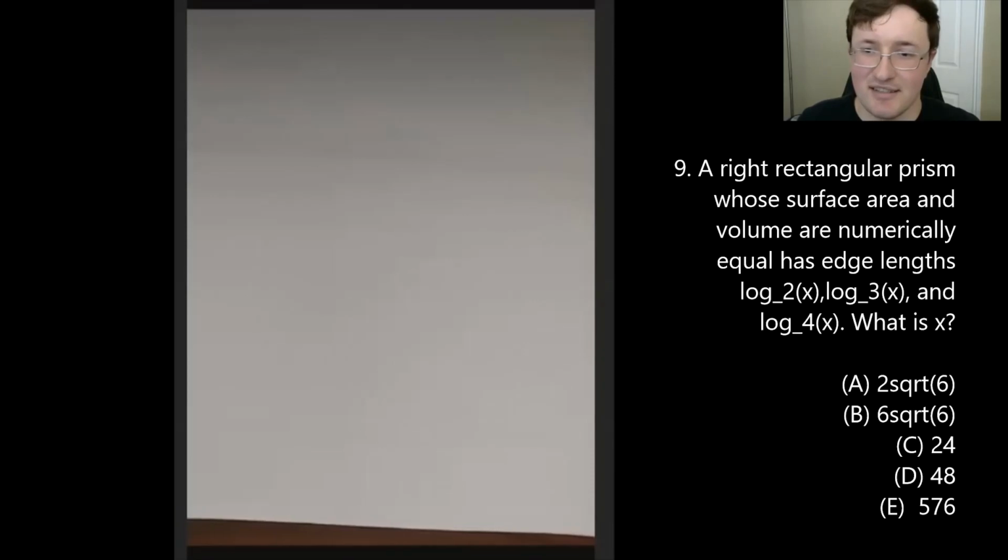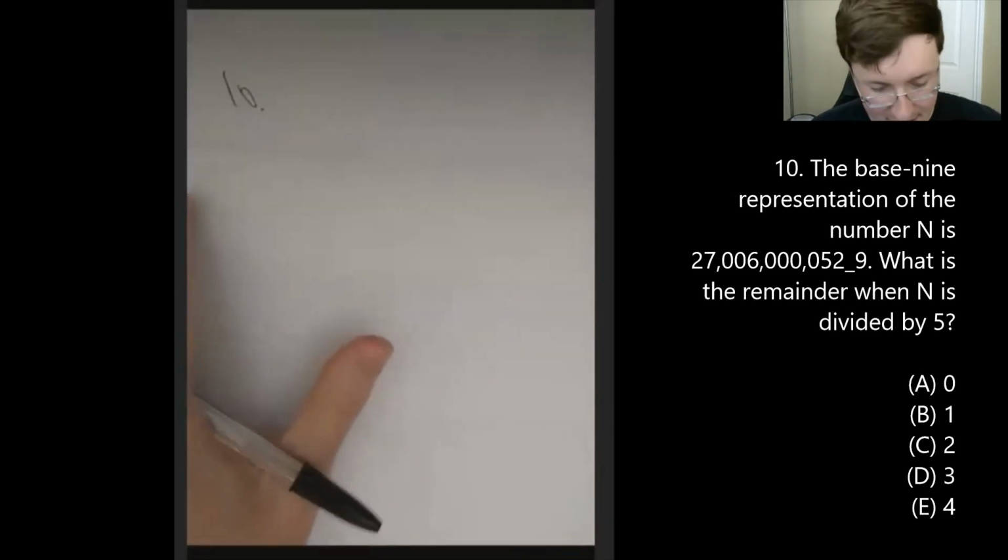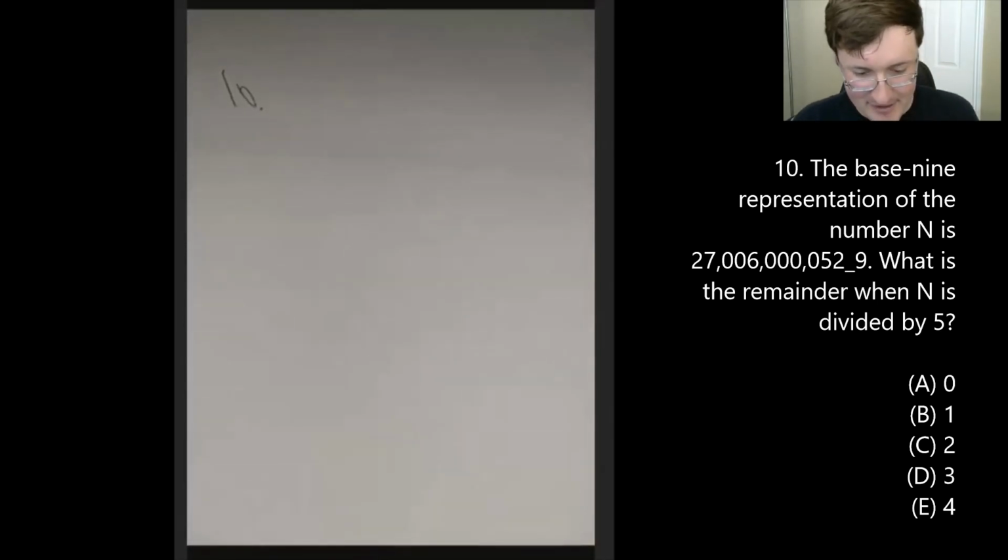Let's see if I agree. Okay, well, I can't agree yet, but I did skip number 4, so I'm gonna have to come back to that one. Okay, problem 10. Oh, let me scoot this down. Okay, the base 9 representation of the number n is this giant mess. What is the remainder when n is divided by 5?